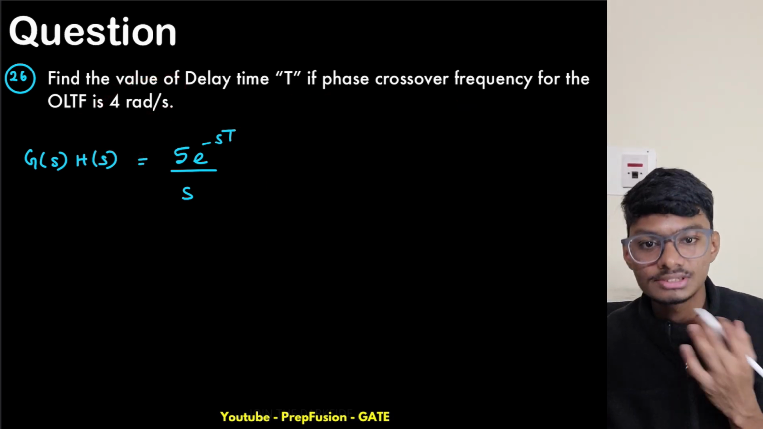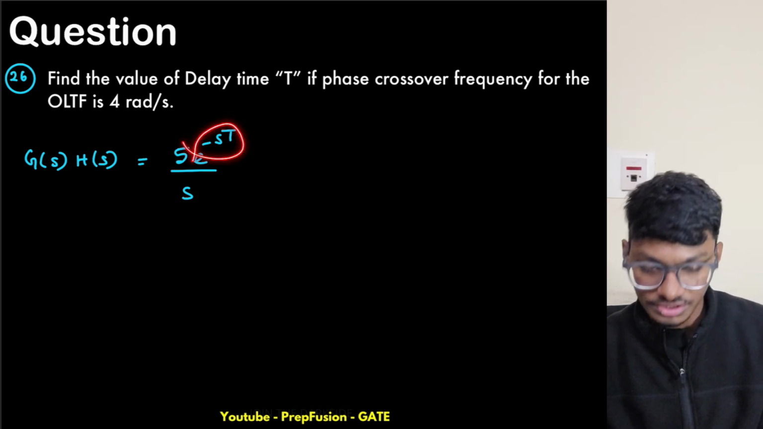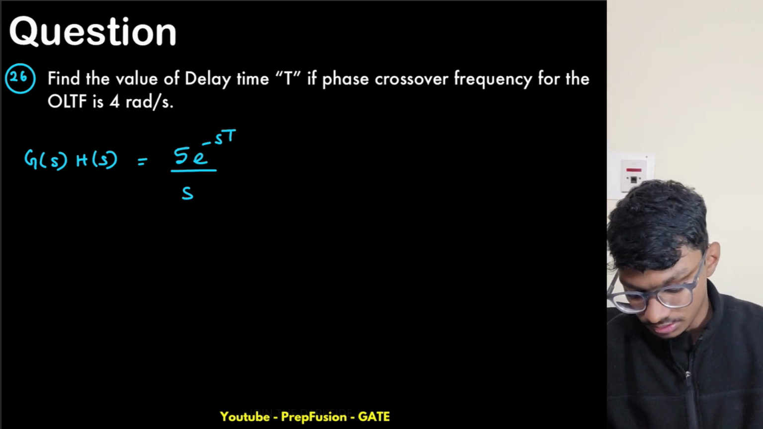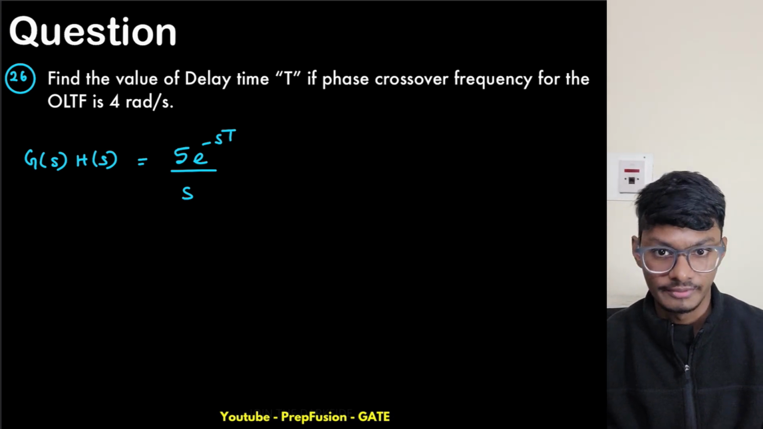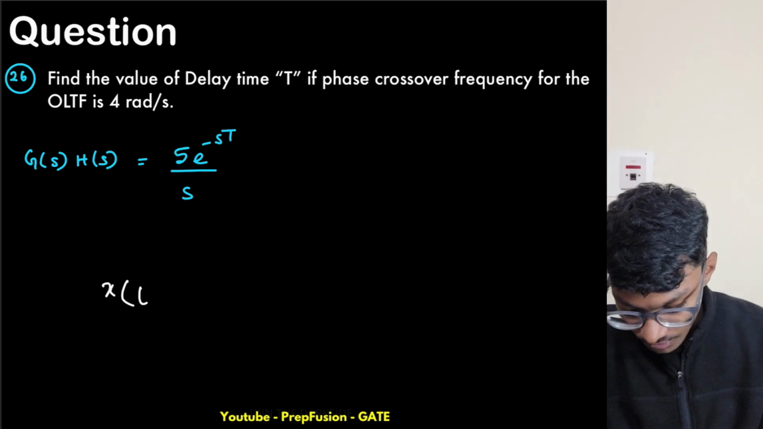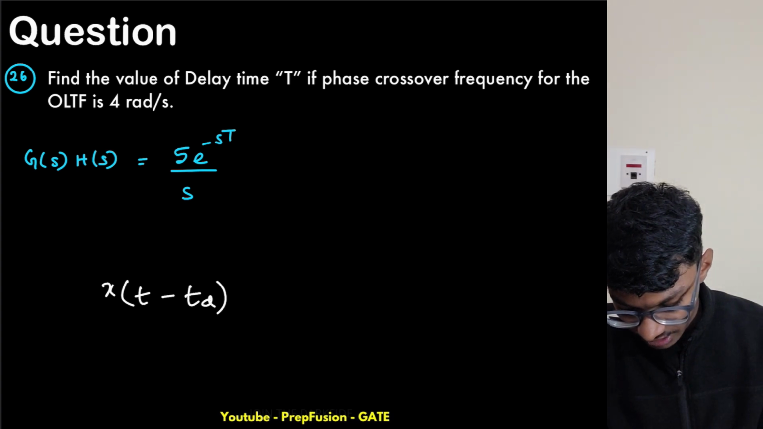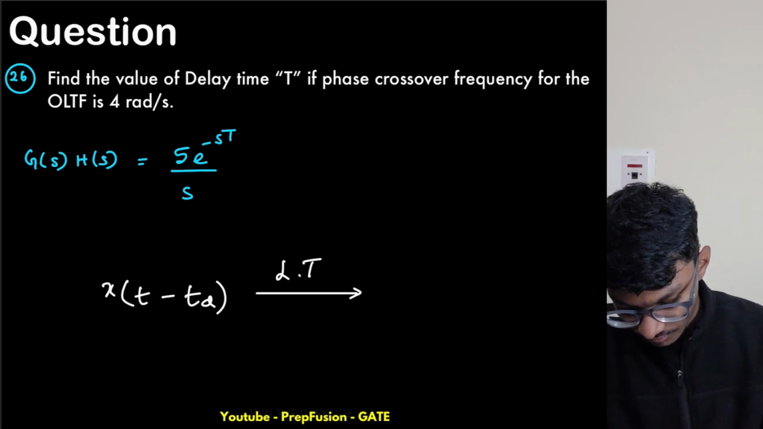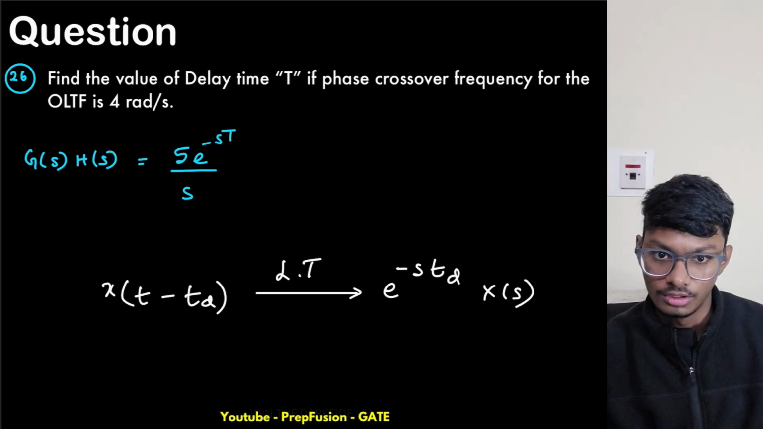So what does delay time mean? As I explained, this exponential term is basically the delay time. I hope you have been revising Laplace, right? If I have something like x of t minus td, then the Laplace transform of this will be e raised to power minus s td into x of s, obviously into x of s, right?